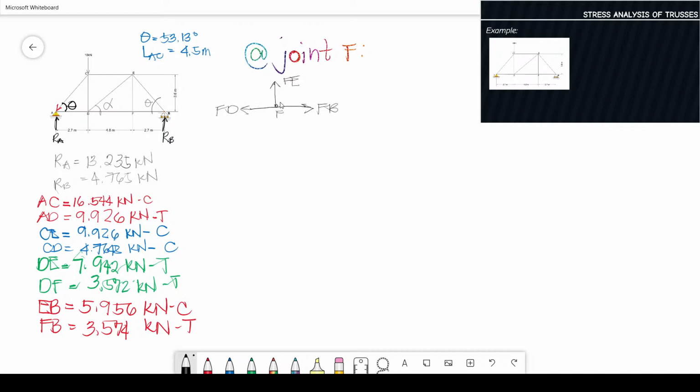So, let's start with horizontal or summation of F of X. Summation of F of x is equals to 0. So, summation of x equals to 0, we could conclude that FD is equal to FB. So, we have FD. FD is equal to DF. Tama? So, since we already have the value of DF, which is equal to 3.572, and we have the value of FB, which is equal to 3.574. This is approximately equal.